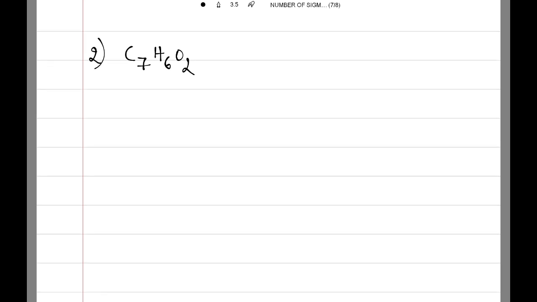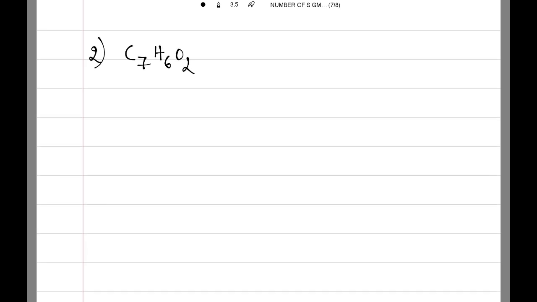I am taking benzoic acid. The benzoic acid formula is C7H6O2. In this one, how many sigma and how many pi bonds are present, if you are asked in the examination? So how do we calculate? Here the number of sigma bonds is equal to the number of atoms. The total number of atoms is 15, so the number of sigma bonds is also 15.